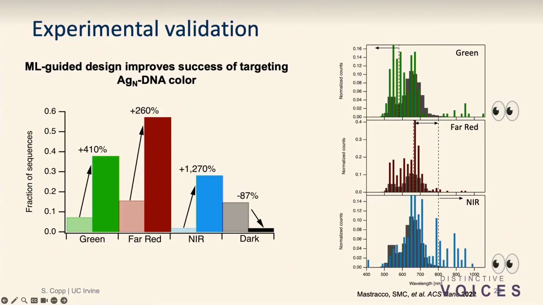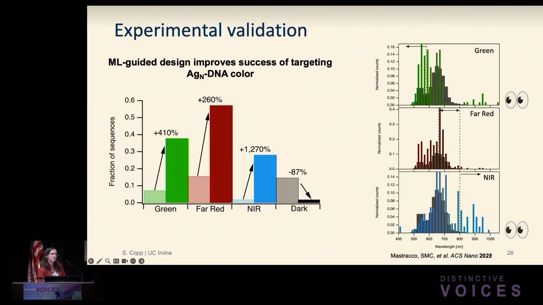So we tested 3 different design categories to see how well our model worked. In all cases, the machine learning guided design amplified the likelihood of achieving the specific target color. And the success was especially impressive in the near-infrared window, where we were able to get almost 13 times greater success using this machine learning guided design. And you can see in the histograms on the far side how the color distribution changed.